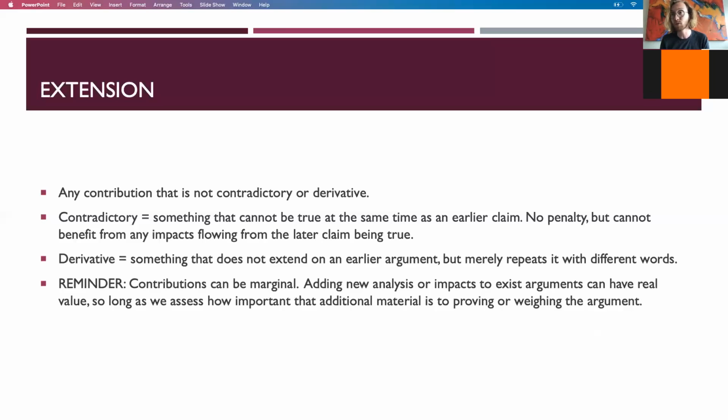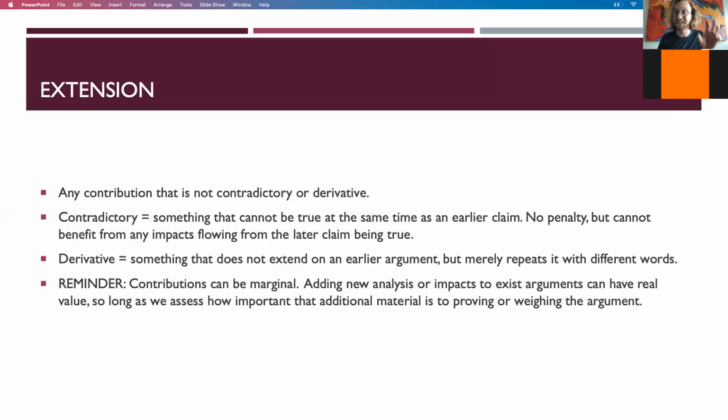Second rule is being not derivative. And essentially being derivative is when you don't extend on an earlier argument, you just repeat it with different words. And this is different to being marginal. Sometimes claims are slight adjustments that do to some degree increase your willingness to believe a claim from opening.